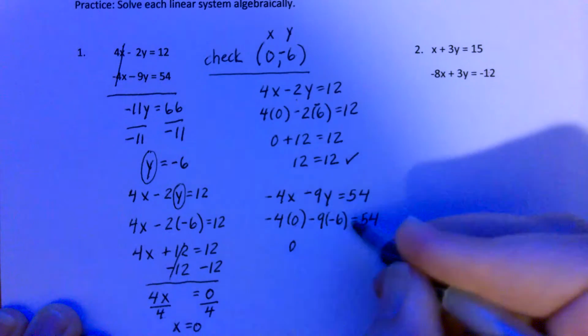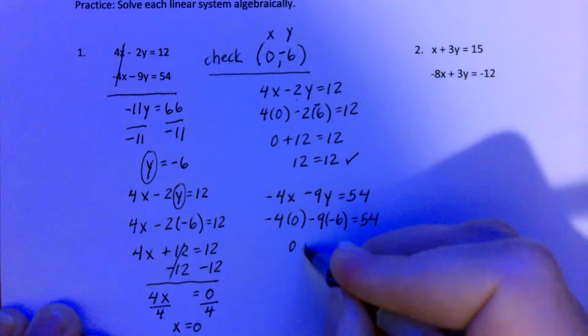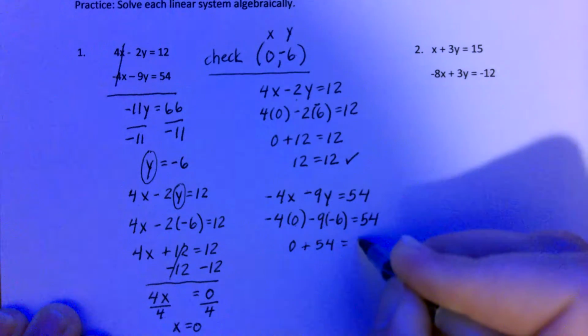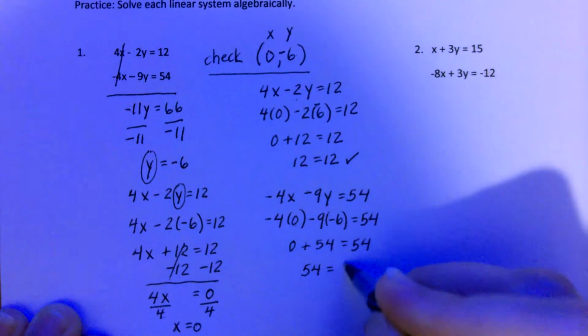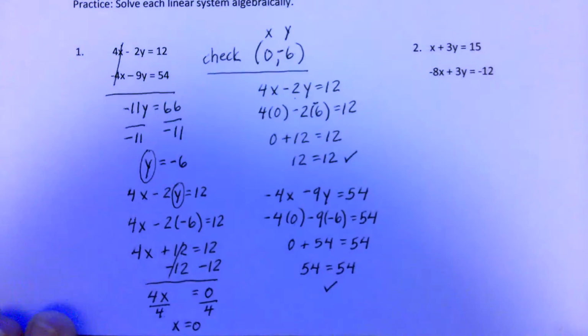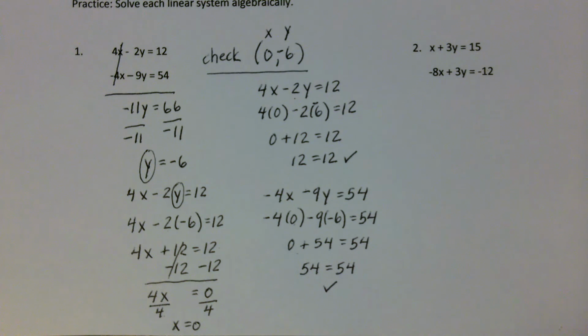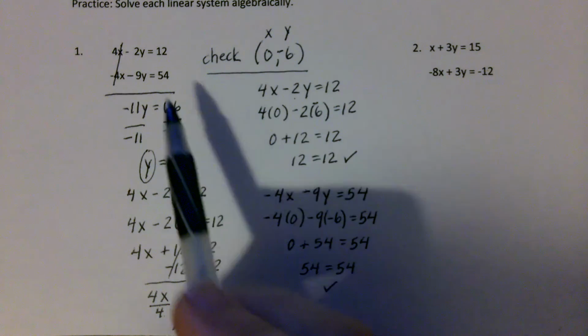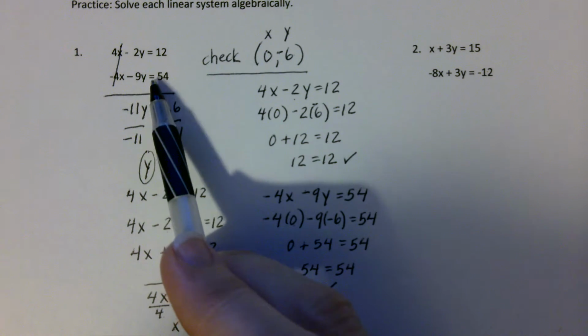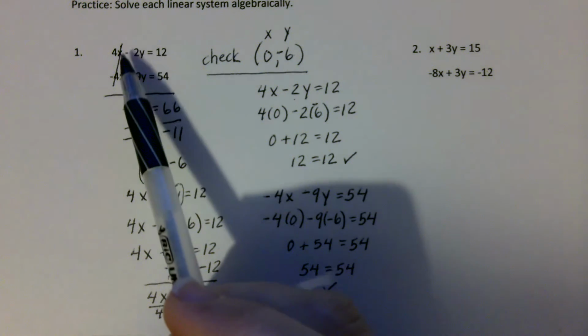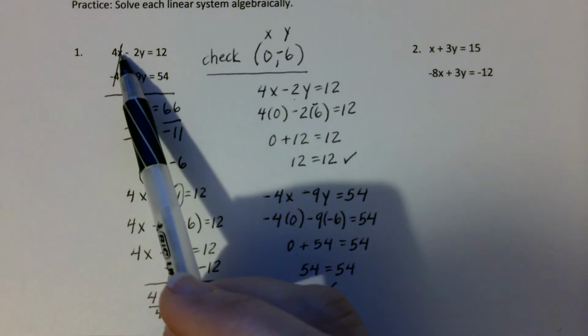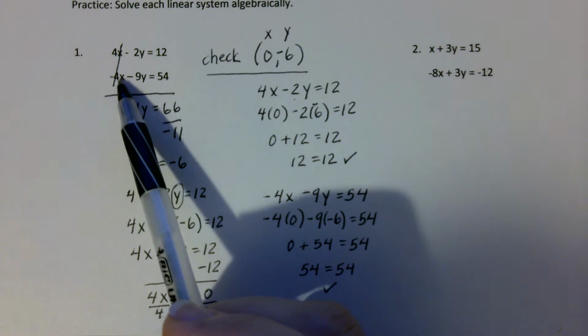-4 times 0 is 0. -9 times a -6 is a +54. 0 plus 54, 54 equals 54, and my answer is correct. So you have just solved a system of linear equations by using the elimination method, by finding one term and creating an opposite pair to it.